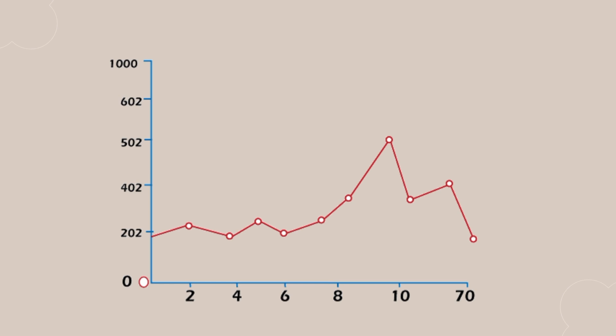Line charts are a powerful tool for visualizing trends and patterns over time. Their simplicity and clarity make them essential in data analysis, helping to uncover insights that drive decision-making across various fields.